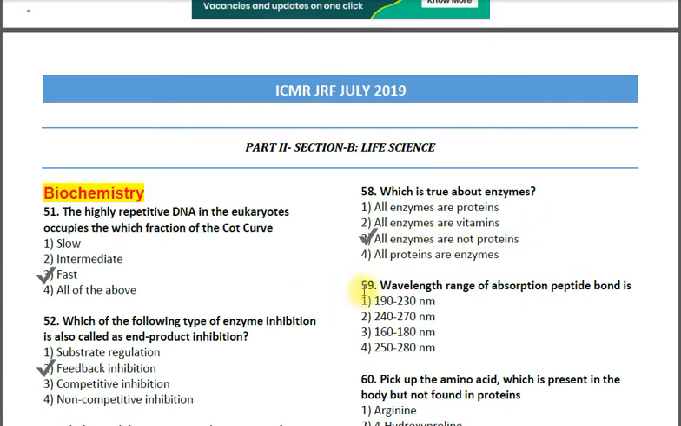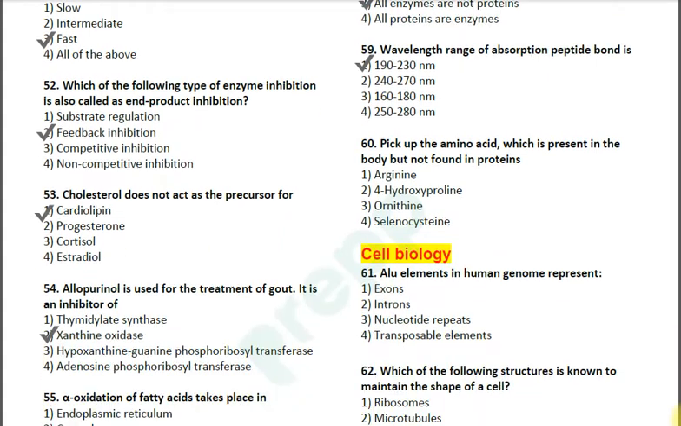Question number 59. Wavelength range of absorption of the peptide bond is: option 1, 190 to 230 nanometer; option 2, 240 to 270 nanometer; option 3, 160 to 180 nanometer; option 4, 250 to 280 nanometer. Here the correct one is option 1, which is 190 to 230 nanometer.